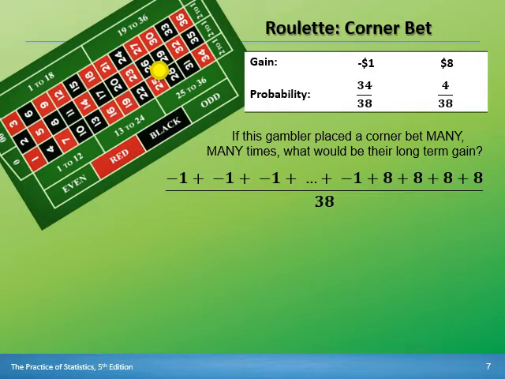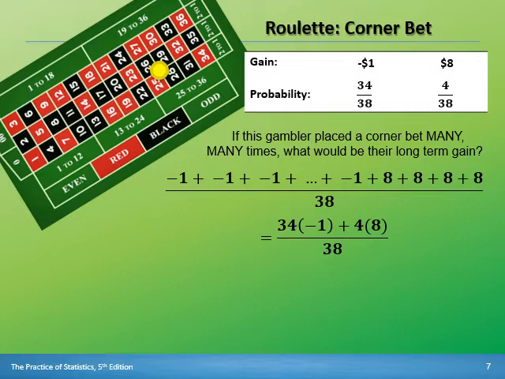So you can see that if I paid 38 times, I would expect on average about 4 wins. So 4 times I would gain $8. And then 34 times I would expect to lose $1. And so we could write it like this, right? Instead of writing -1 34 times, I could say 34 times -1 plus 4 times 8, all over 38.